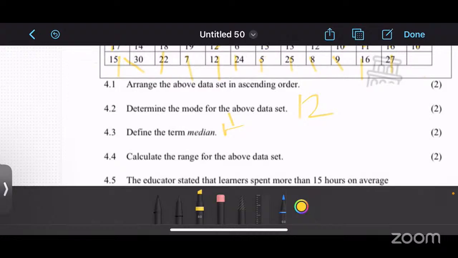Ma'am, so if you have 26 values, there will be two values in the middle. Then you'd have to add them and divide by what? By 2. All right, that's perfect.